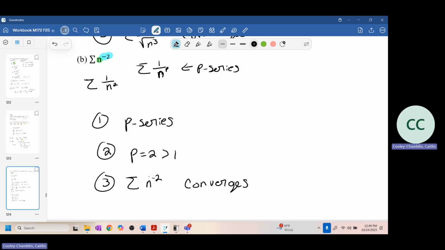Again, if you want to write this out in sentence form, you can. I'm going to be looking for 3 things. What test did you use? We used the p-series test. 2, what was the criteria that this met? P is equal to 2, which is greater than or equal to 1. 3, did it converge or diverge? So these are the 3 things that I'm looking for. I'm also looking to see if you got it in the right form.